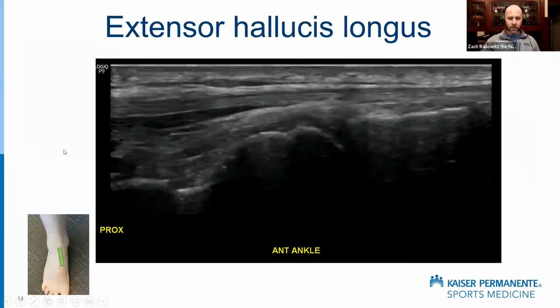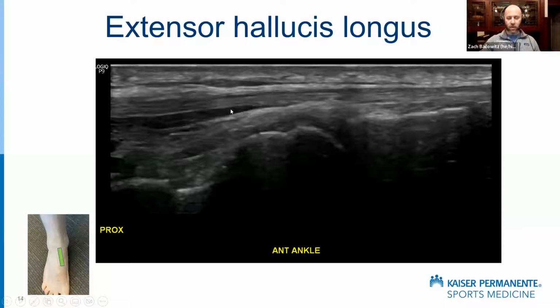Next, you can look at the extensor hallucis. One of the important things about the extensor hallucis is that the muscle of the extensor hallucis actually extends fairly far distally. So this is the talus, and here we're at the talonavicular joint. And you can see even at the level of the talus, there's still this hypoechoic muscle. And that's important because it would be easy to sort of take a quick glance and say, oh, that looks like some fluid, so there's some extensor hallucis longus tenosynovitis. But in fact, that's just the muscle kind of distal to the level of the talus there. So don't get that confused.